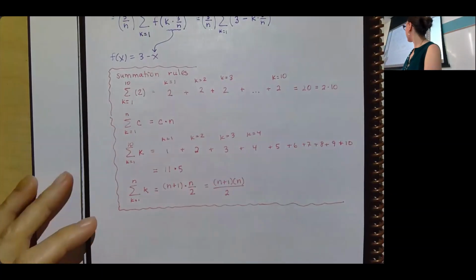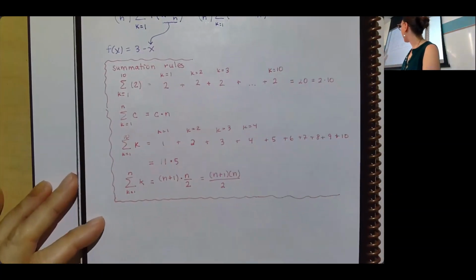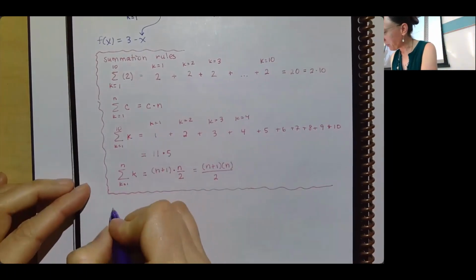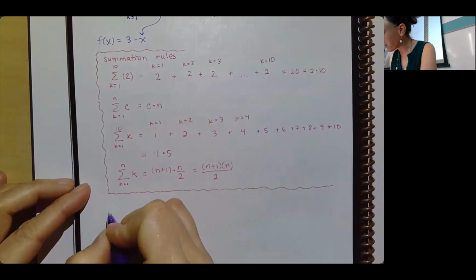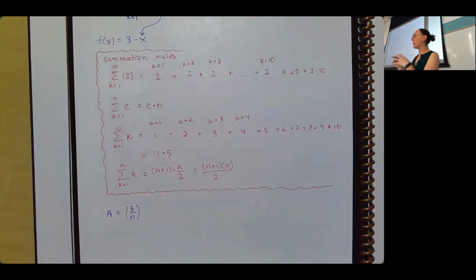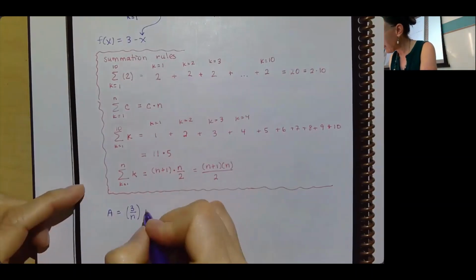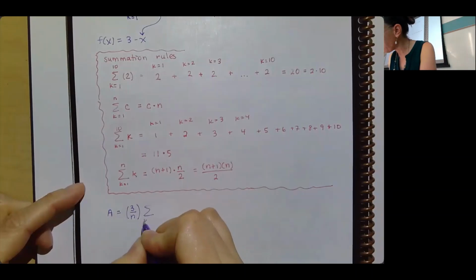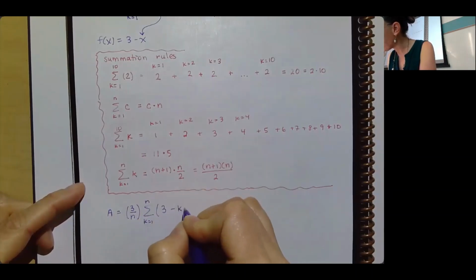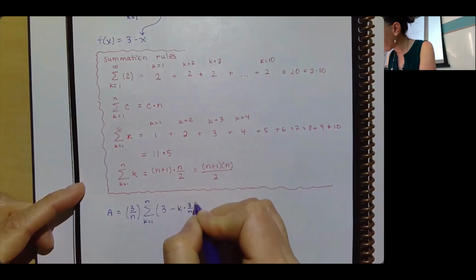Just because I can't fit everything on the screen, I'm going to bring back up our summation. We had a 3 over n out here because that was the base of each of our rectangles. And then we had the sum from 1 to n of 3 minus k times 3 over n.